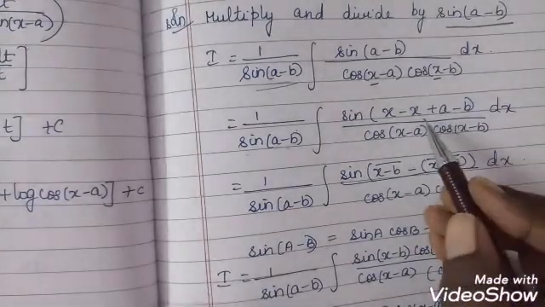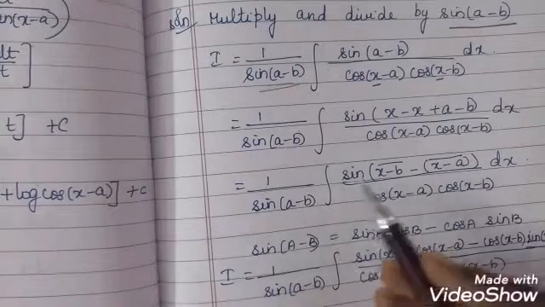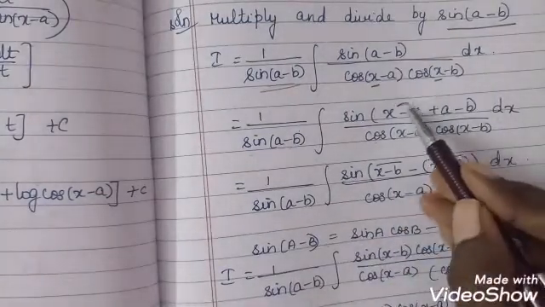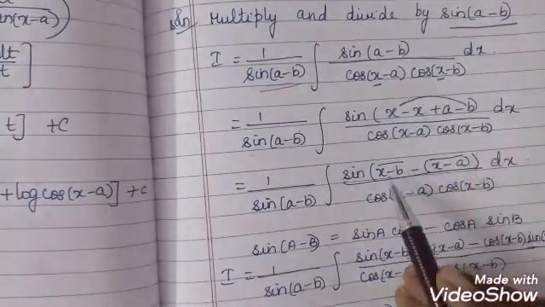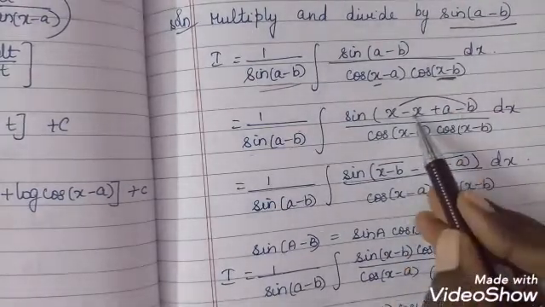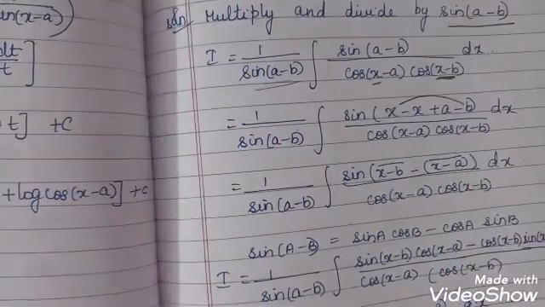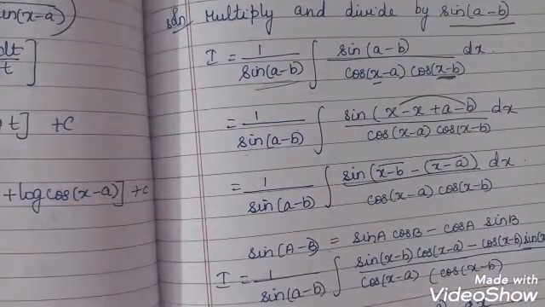Okay, so in order to apply the formula, you have it as 1 by sine of a minus b integral of, I'll just take these two together because I need x minus b. Okay, so x minus b. Now here when I take the minus sign outside, you're left with x minus a. Okay, so I've just rewritten it as x minus a and x minus b.